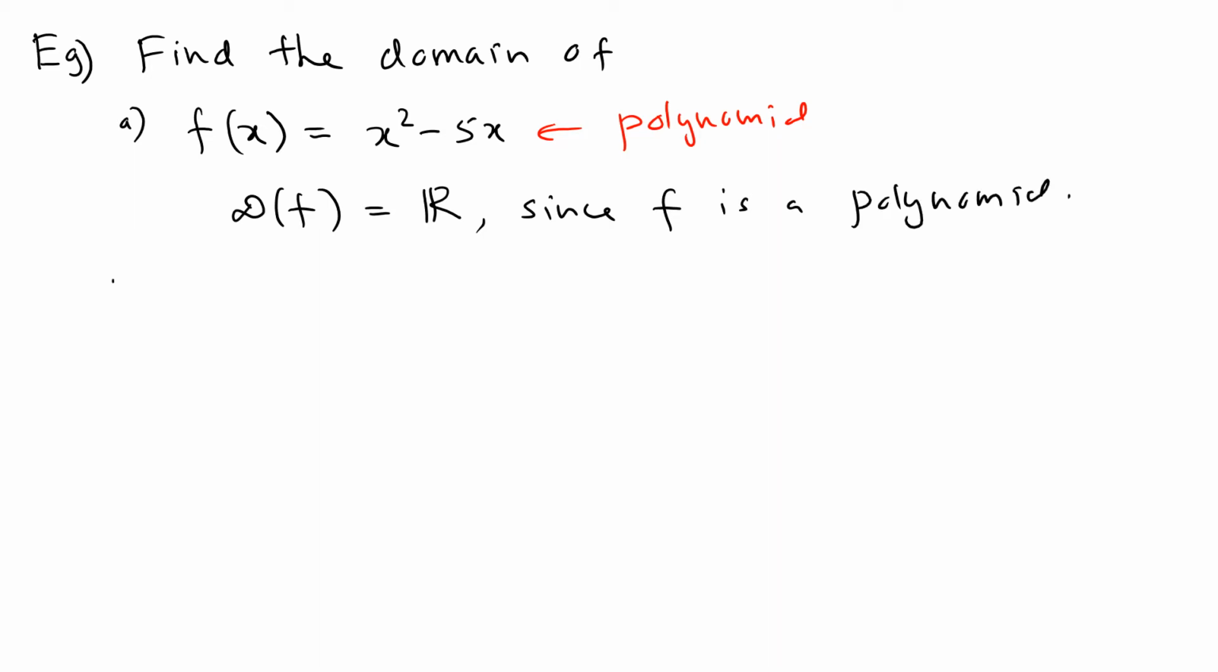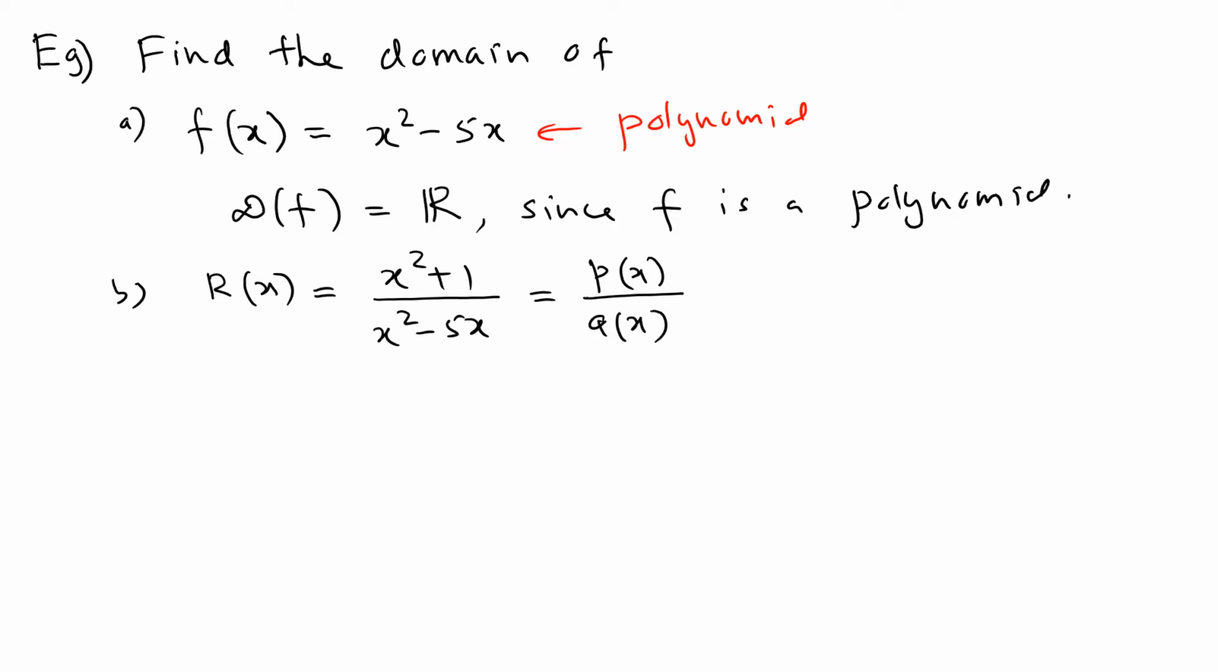Okay. And part B. So let's say we have a rational function. Let's say we have R(x), which is equal to x squared plus 1 over x squared minus 5x, the same function that we have. And you can see that this is a ratio between two polynomials. That's the first polynomial. Q(x) is the second polynomial. So when you have a rational function, what we need to worry about is only the denominator function. So we don't worry about the rest.